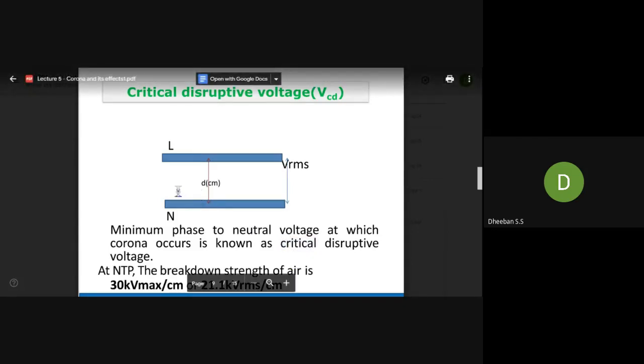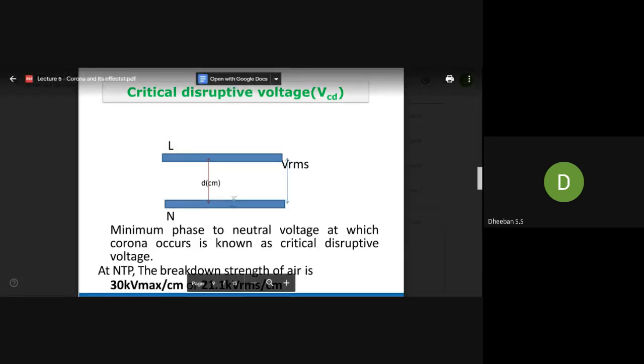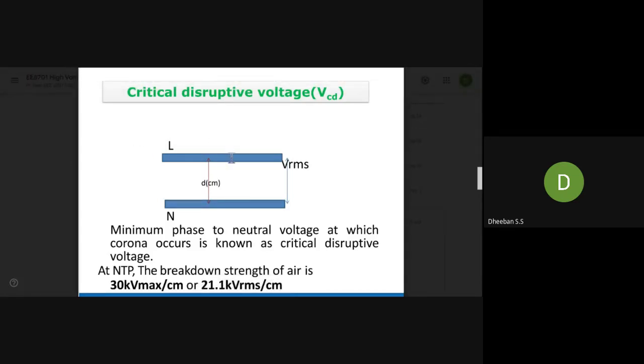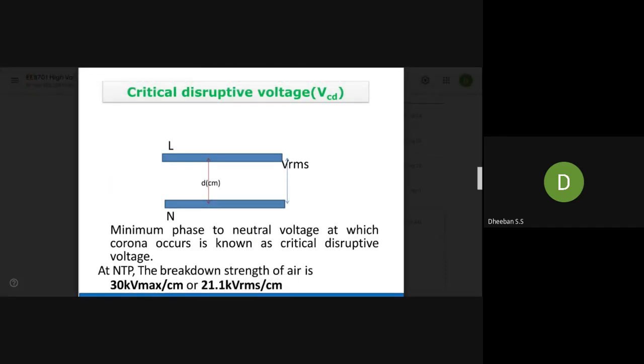So here what I am saying is, if the corona effect is occurring over this phase line, in this L line, then the minimum voltage across this line with respect to your neutral while the corona is happening is called the critical disruptive voltage. In general, they have given some standard for this critical disruptive voltage.